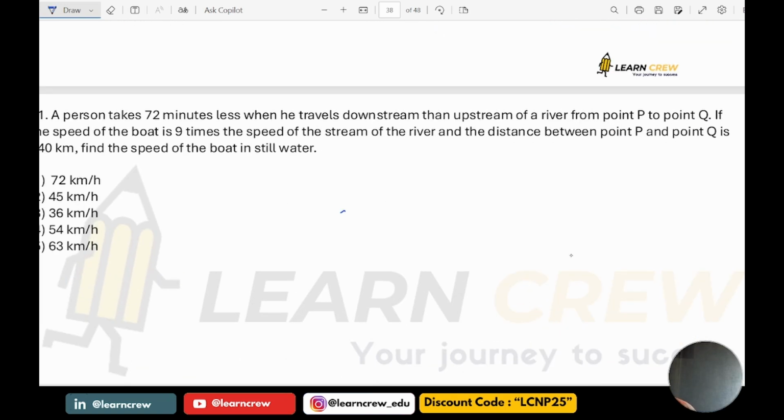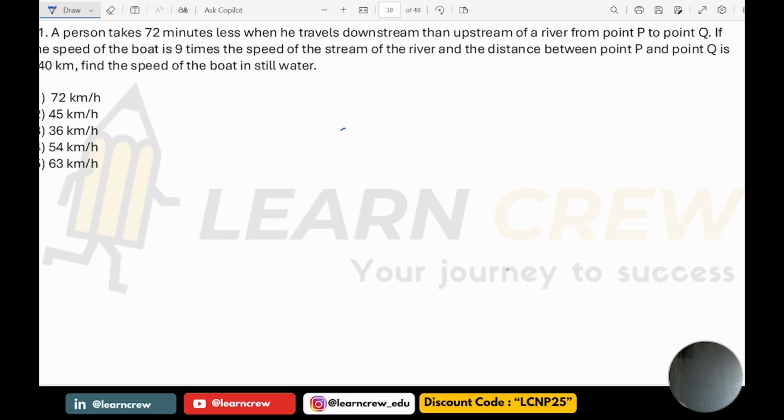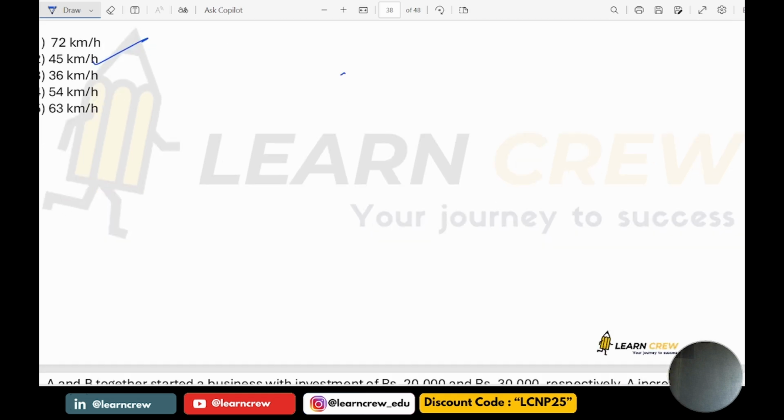See, question number 31. A person takes 72 minutes less when he travels downstream than upstream of a river from point P to point Q. The speed of a boat is 9 times the speed of the stream of the river, and the distance between the point P and Q is 240. What is the speed of the boat in still water? It's a direct question. You will get the answer 45 km per hour.